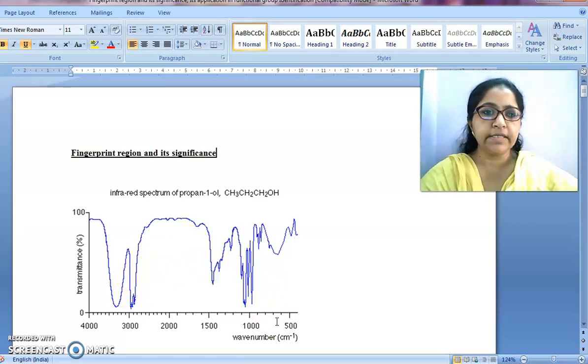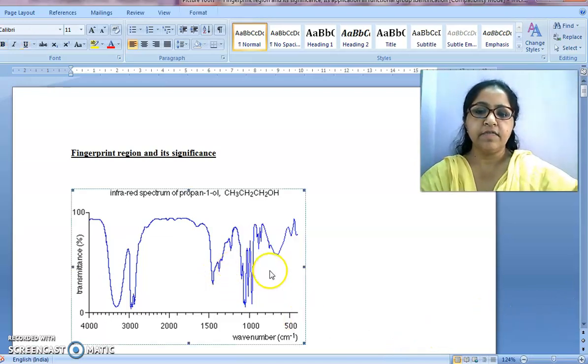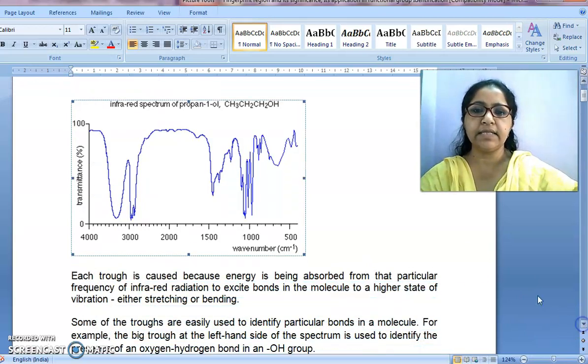I think I have already discussed this part. It is the region from around 1450 to 600, or you can say around 400. Okay, this portion literally means this is the fingerprint region, which is quite complex. You can see that it is very complex with strongly intense and weakly intense peaks.